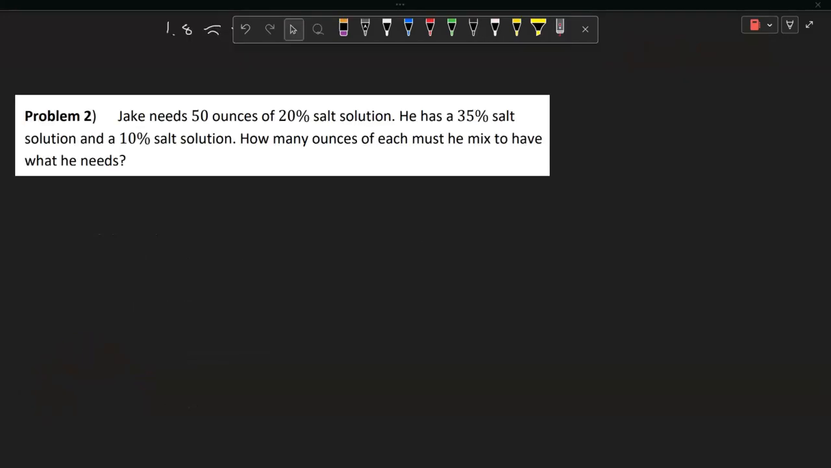Let's have problem number 2. It says, Jake needs 50 ounces of 20% salt solution. He has a 35% salt solution and a 10% salt solution. How many ounces of each must he mix to have what he needs? So basically, we are asked to find how many ounces of 35%, and how many ounces of 10% salt solution.